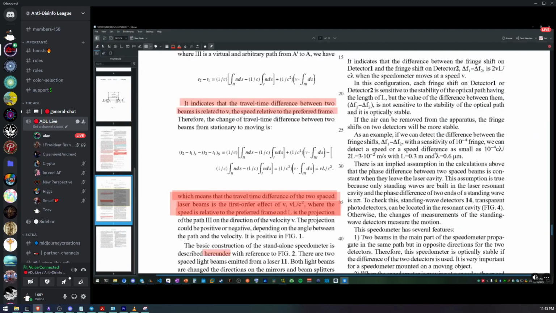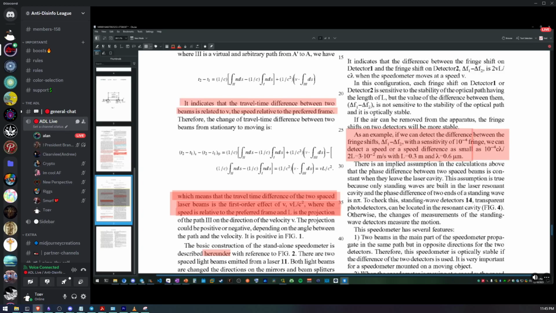So with a phase shift of lambda, the wavelength will equal 0.6 micrometers. Micrometer precision, boys.